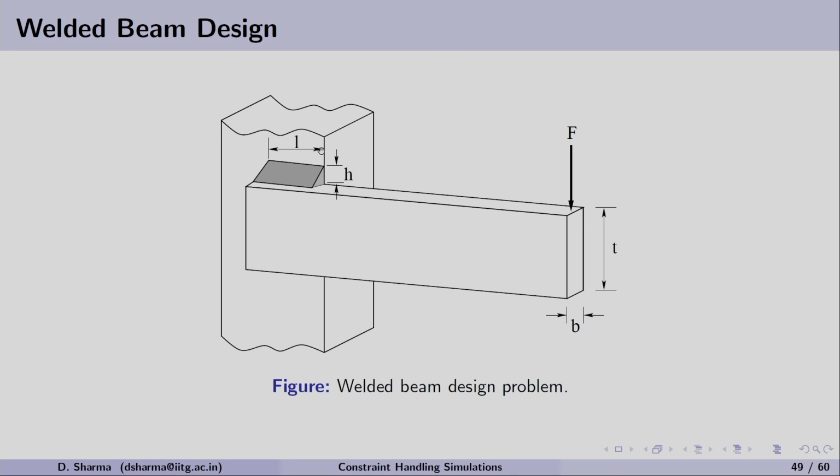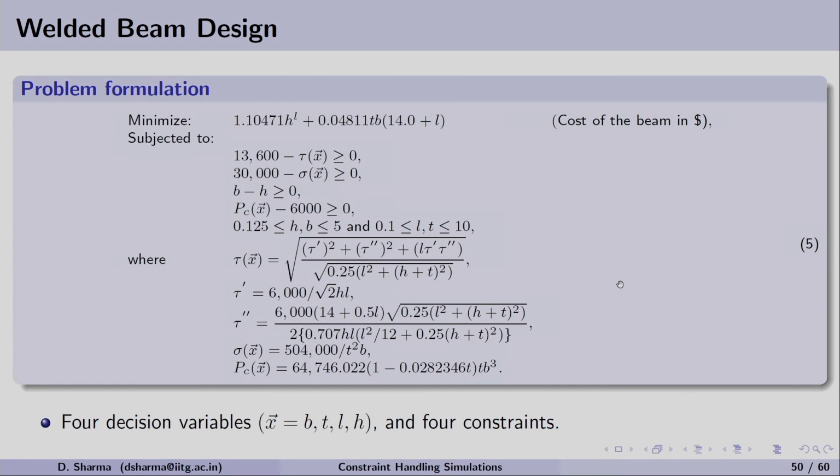It has certain length, it has height. The horizontal component, there are some forces applied and it has certain dimension. So, the problem is defined as we want to minimize the cost of the weld, which is given as the objective function. Similarly, when we are designing it, the problem is subjected to various constraints.